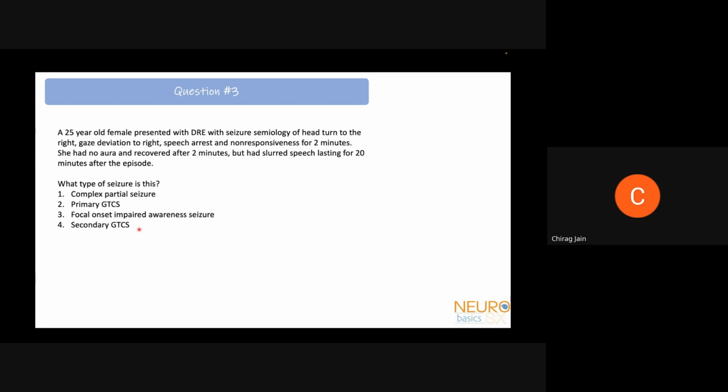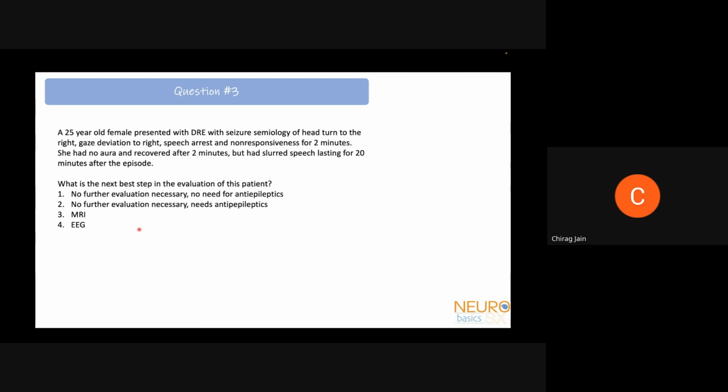Okay, so nowhere does it say the patient became unconscious and had tonic-clonic activity. So it is not a GTCS. It is a focal onset impaired awareness seizure, which previously was called a complex partial seizure. So the answer is focal onset impaired awareness seizure.